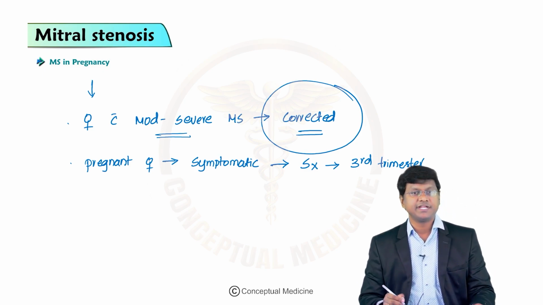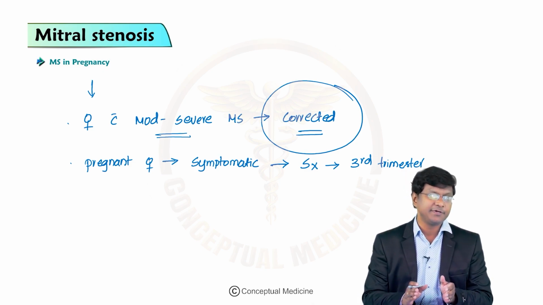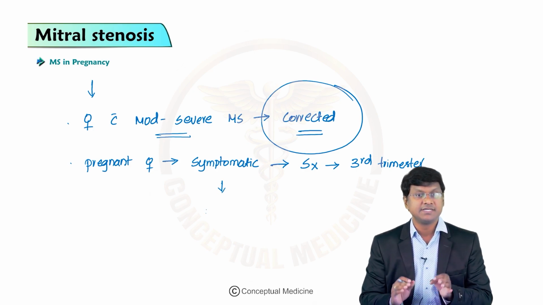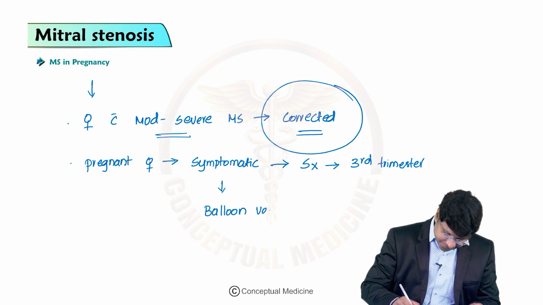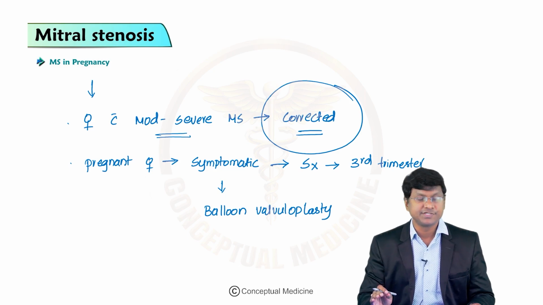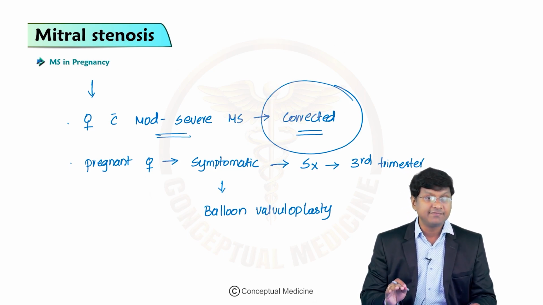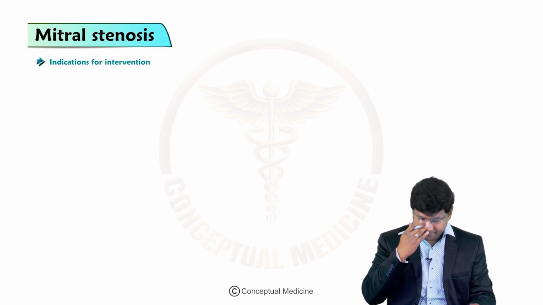This particular surgery is preferred in the third trimester. What will be the treatment of choice particularly in pregnant females? That will be balloon valvuloplasty. So balloon valvuloplasty will be the treatment of choice if the echocardiographic valve score is low enough. Okay, next.